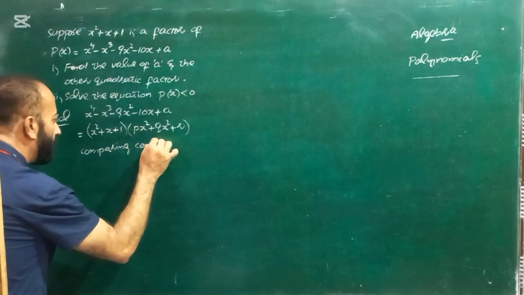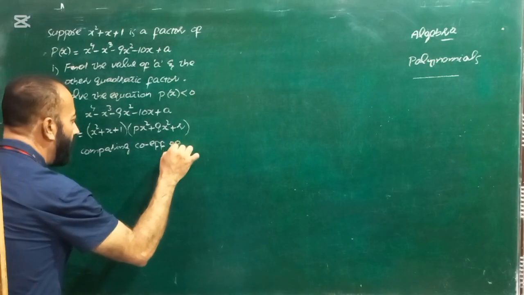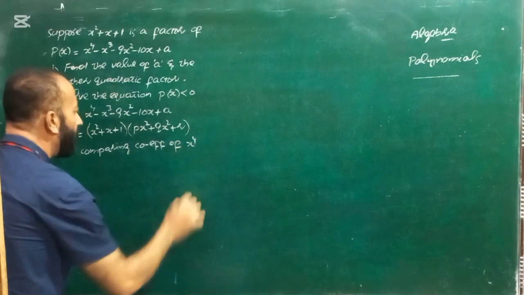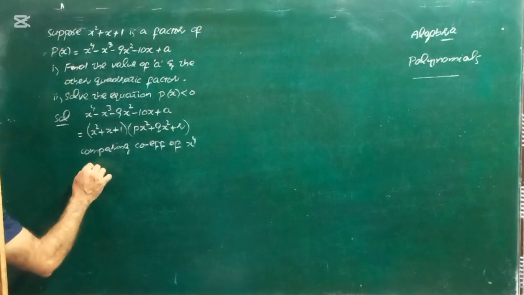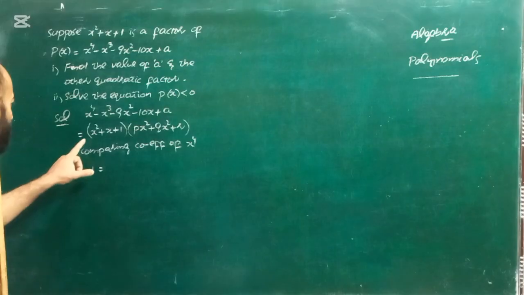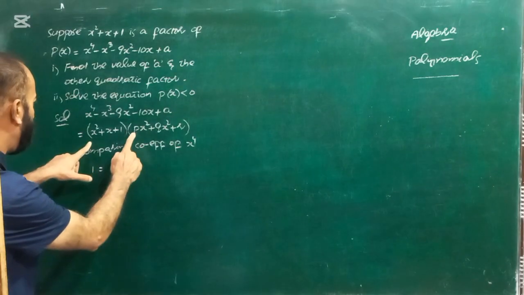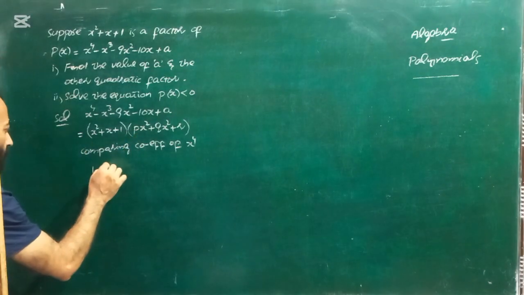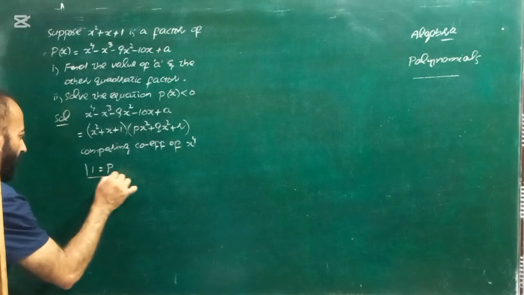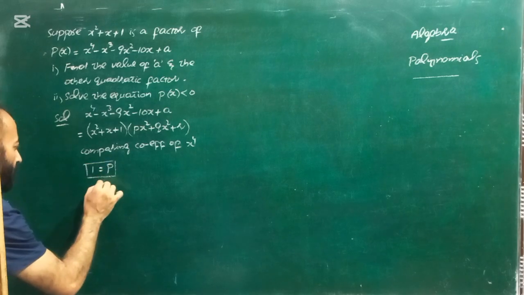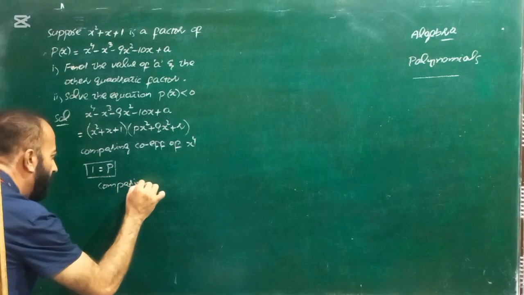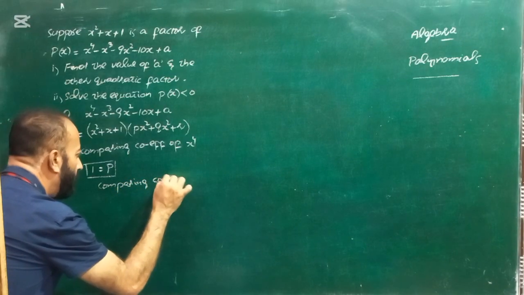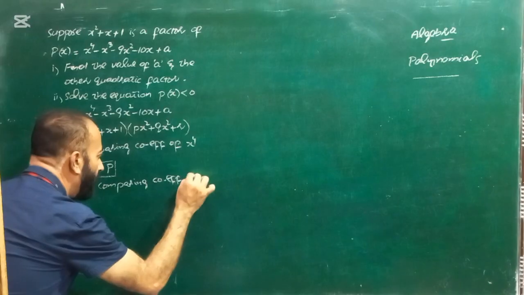Coefficients of x4. So on the left hand side you can see the coefficient of x4 is 1, and on the right hand side the coefficient of the x4 will be p. So p is equal to 1. This is one value. So now comparing coefficients of x cube.